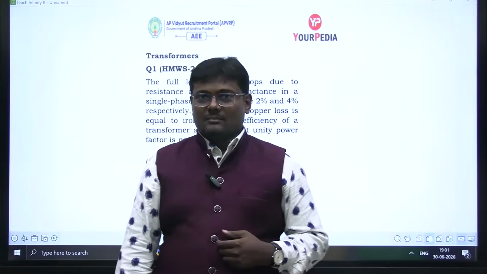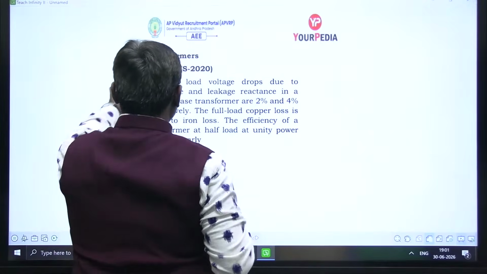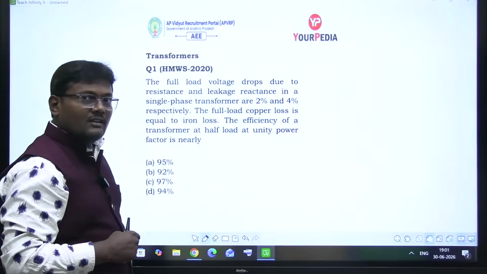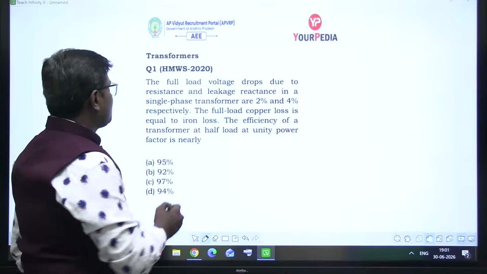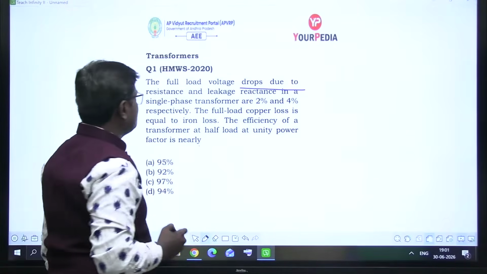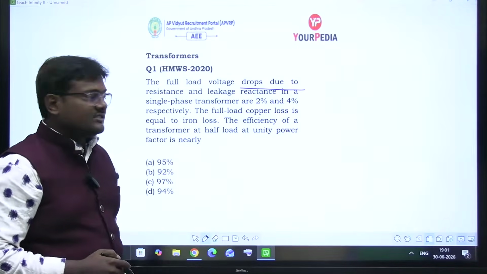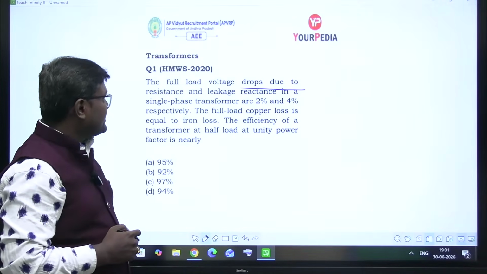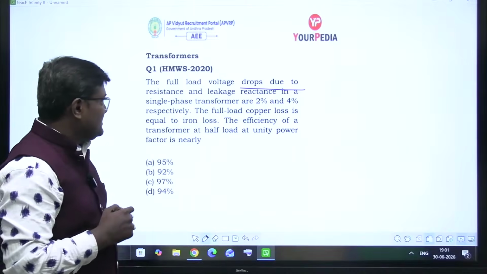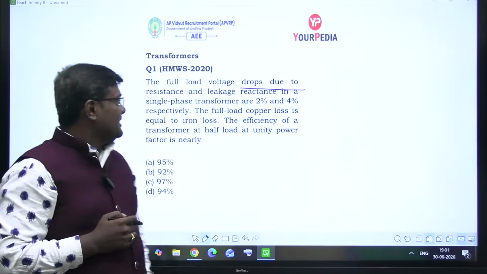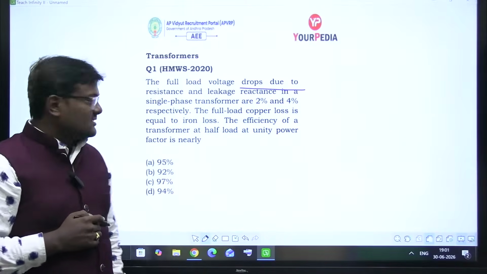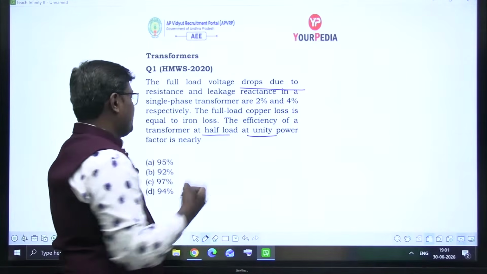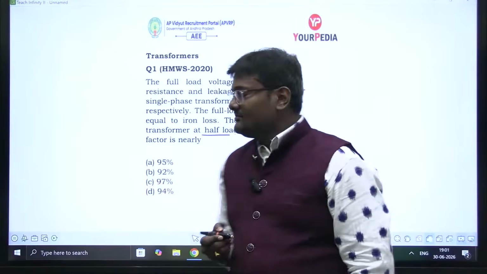the Telangana papers. So this is a Hyderabad Metropolitan Water Supply question. The full load voltage drops due to resistance and leakage reactance in a single phase transformer are 2% and 4% respectively. The full load copper loss is equal to iron losses. The efficiency of the transformer at half load and unity power factor is asked.